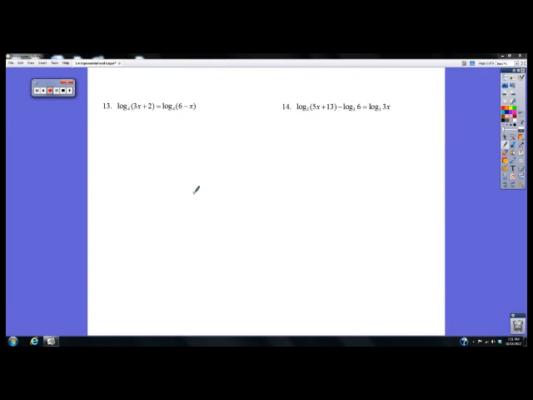13 and 14 give us a little more practice with the one-to-one property. On number 13, we have log base 4 once on the left and log base 4 once on the right. In other words, everything is condensed. There's nothing to condense here. So I can eliminate the logs, and I'm going to solve 3x plus 2 equals 6 minus x. Simple algebra equation. Just solve it. So 4x equals 4 and x equals 1. This is the one-to-one property.